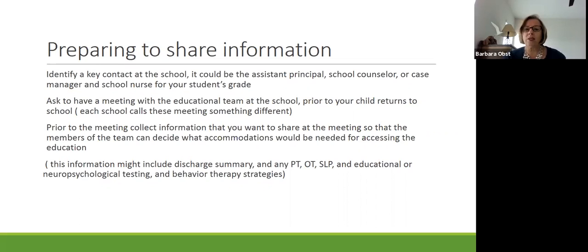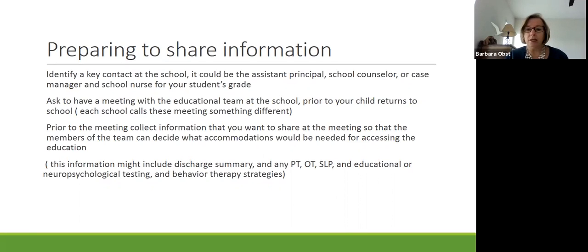And each school calls these meetings something different. Even in the state of Maryland, I work with 24 school districts, and each one calls it a different type of team. Some are called SST teams, which is Student Services Team. And this is the meeting, especially if your child has never had an IEP or a 504, that will pull together the appropriate members of the team.